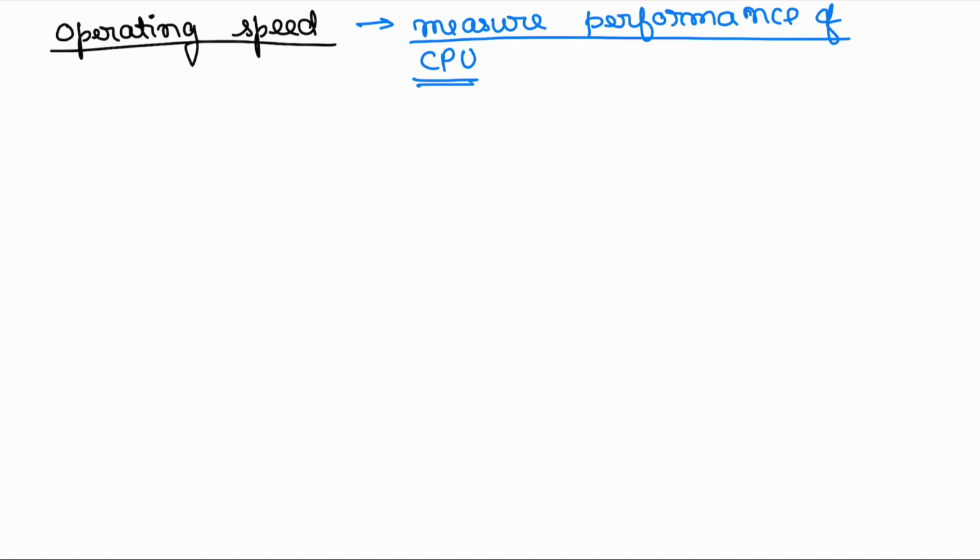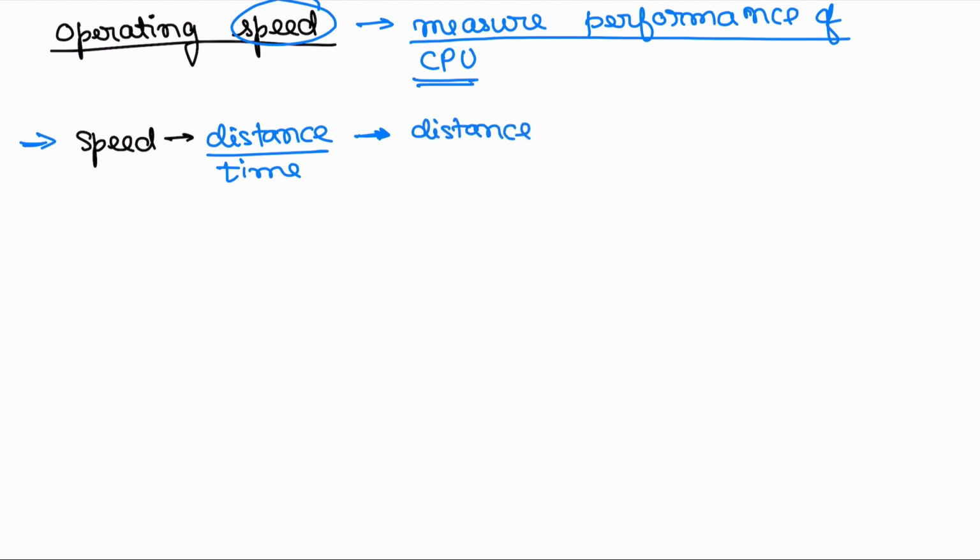Okay, so let's start our discussion with speed. We all have learned the speed formula in our physics class, right? Now what is speed? Speed is distance upon time, right? That means it is the distance traveled in 1 unit of time. For example, 1 second. The distance traveled in 1 second is called speed.